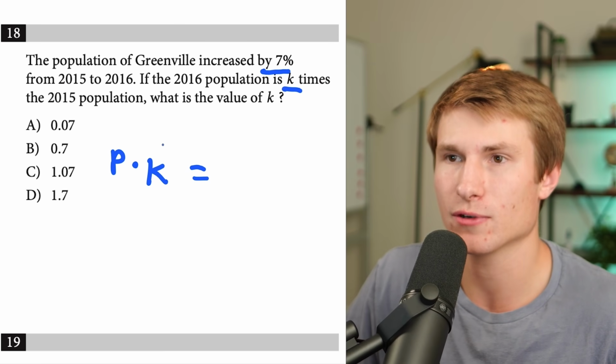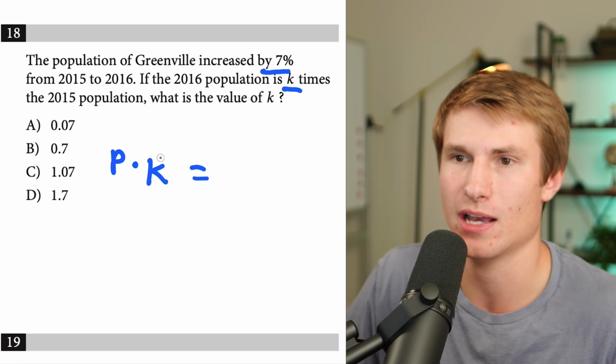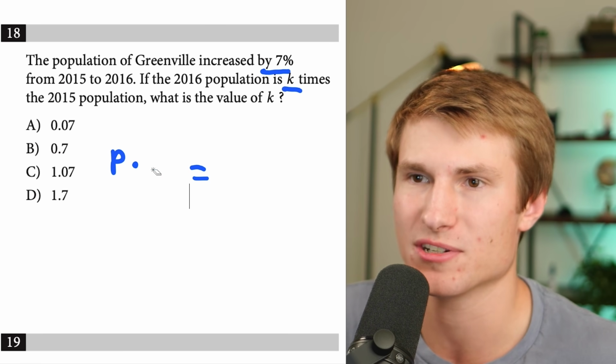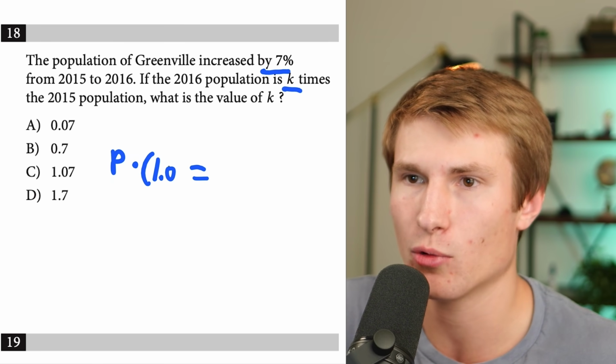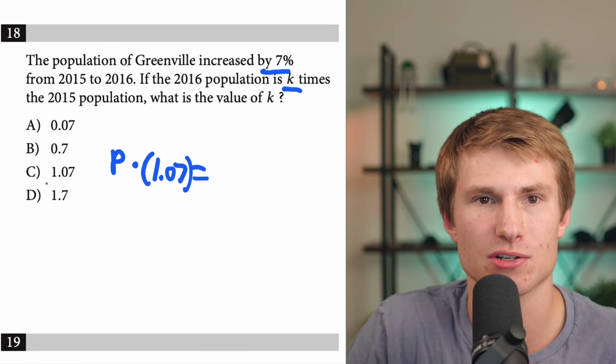Now we have to solve for K, and we know we're increasing by 7%. And since we're increasing by 7%, we would represent that as 1.07. So our answer will be answer choice C.